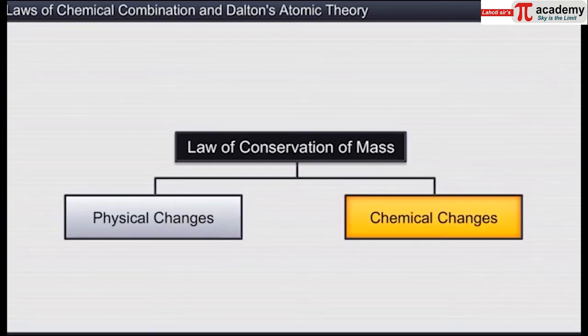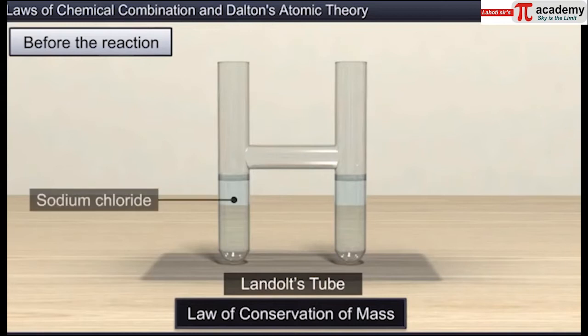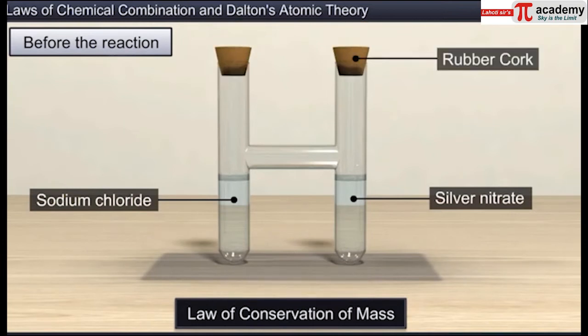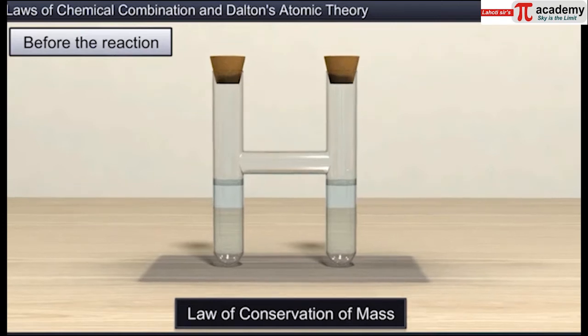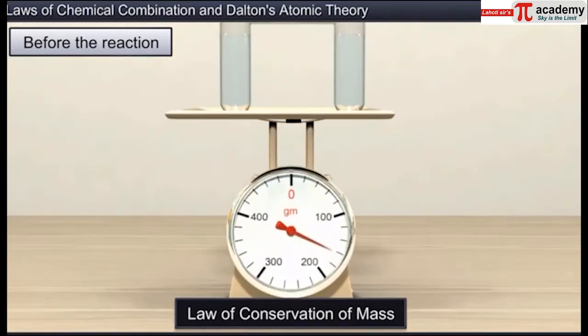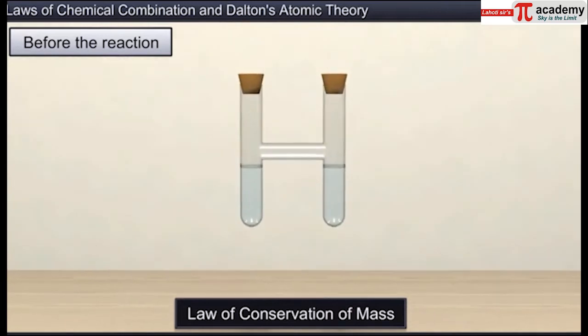Now, let's verify the part about chemical changes. We'll fill sodium chloride and silver nitrate in the two limbs of Landolt's tube. Now, let's seal both the limbs with a rubber cork. Let's weigh the tube and note the weight. This is the weight of reactants before taking chemical reaction. Now, tilt the tube to mix the solutions thoroughly.